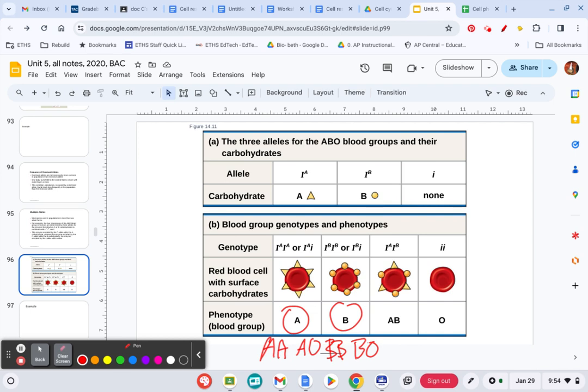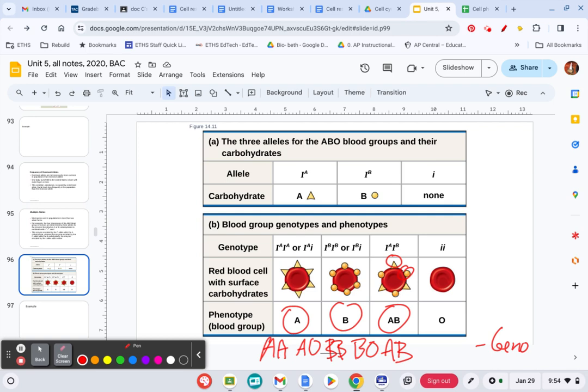Now, if you are AB, your genotype and your phenotype are the same. These are all genotypes I'm doing on here. Here's AB. That's it. You're AB. But AB is our example of codominance. Both A and B alleles express themselves. So instead of having just triangles or circles, you have both on the red blood cell. So you see the little triangles here, and you see the little circles as well. Okay.